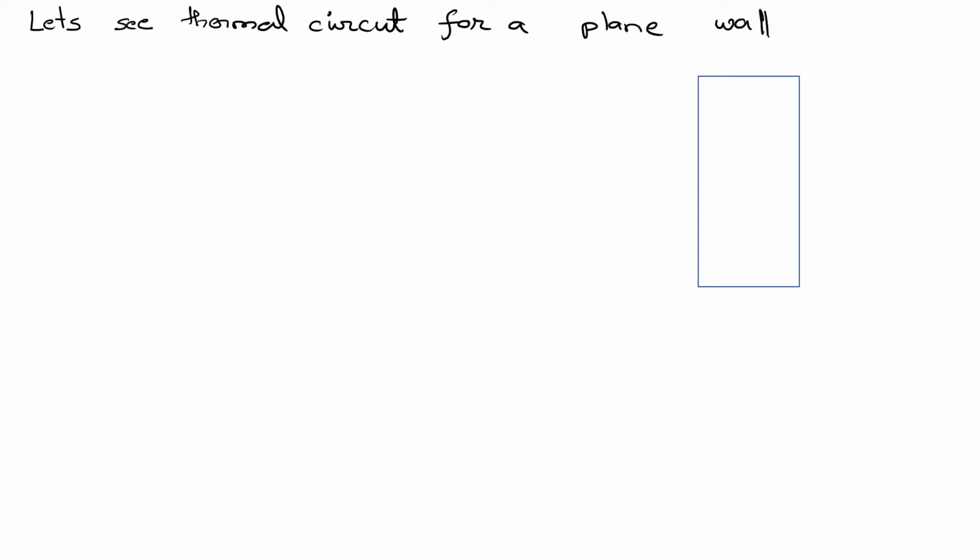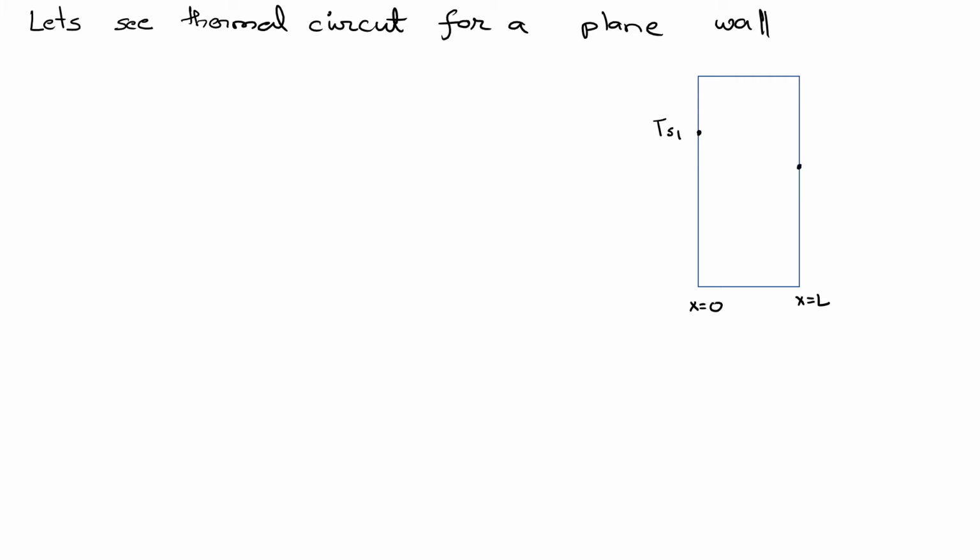So let's understand this concept by taking an example of a plane wall, and let's try to draw the circuit diagram for this scenario. So let's say we have a plane wall. Let's say this is x is equal to 0 and x is equal to L. So the thickness of the wall is L, and let's say the surface temperature here is TS1.